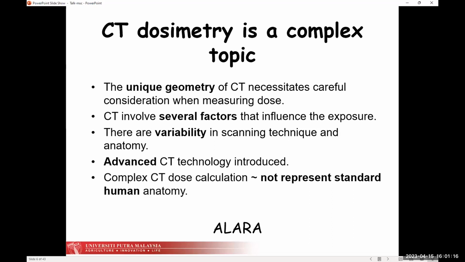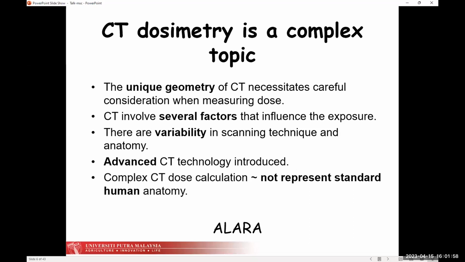And also there is variability in the scanning techniques and anatomical exposure. By variability, I mean different manufacturers have different kinds of parameters, and different institutions also have different ones. For example, some institutions for CT brain exposure use 120 kilovolt, some use 100 kilovolt. So this variability will make governments or the authorities find it hard to decide which one is the correct one.